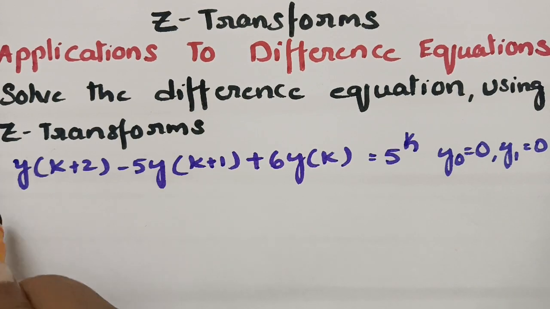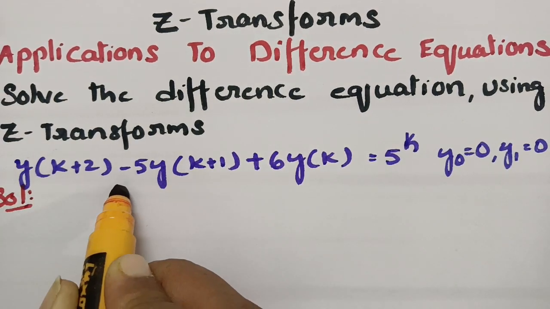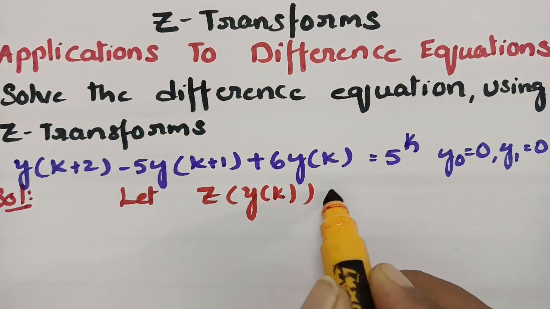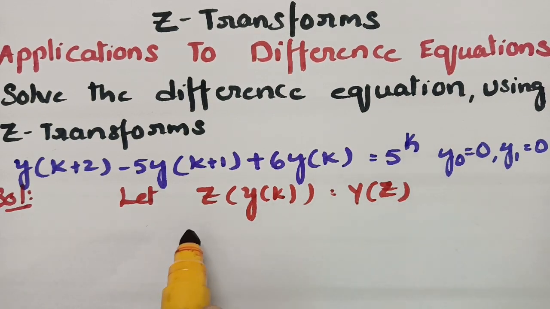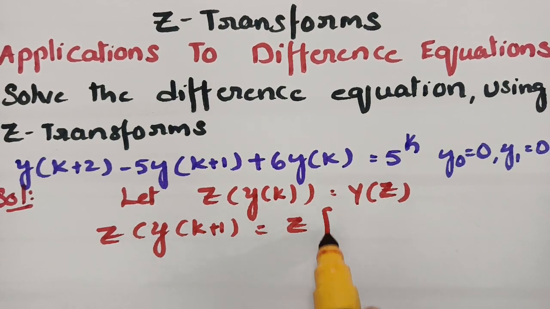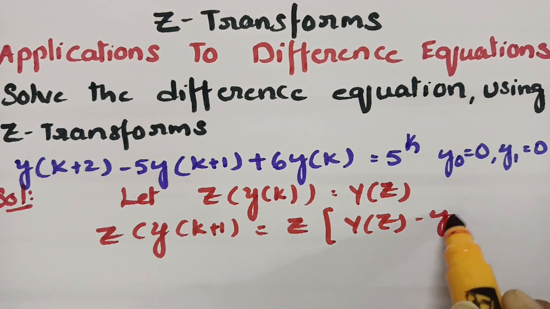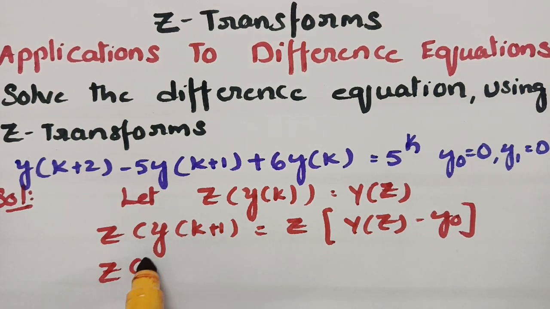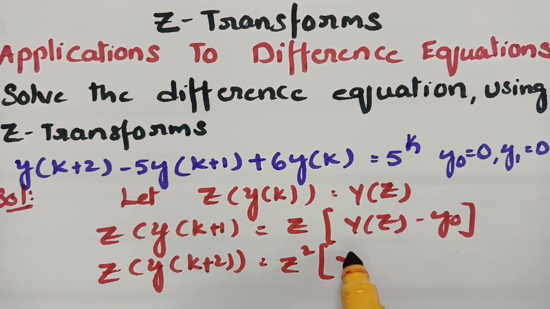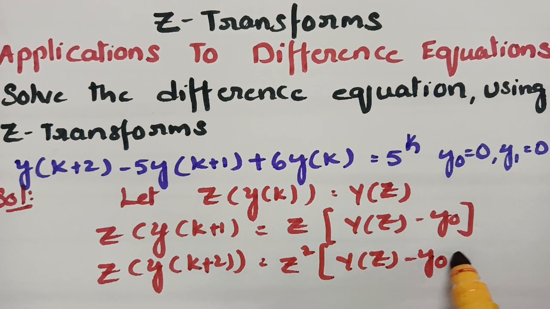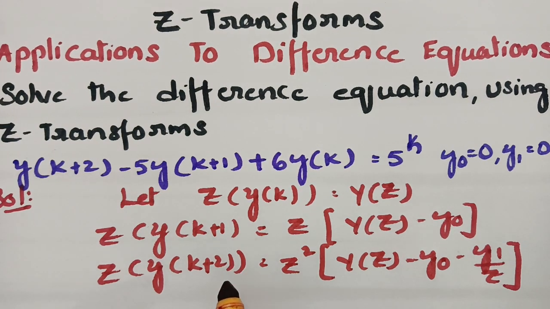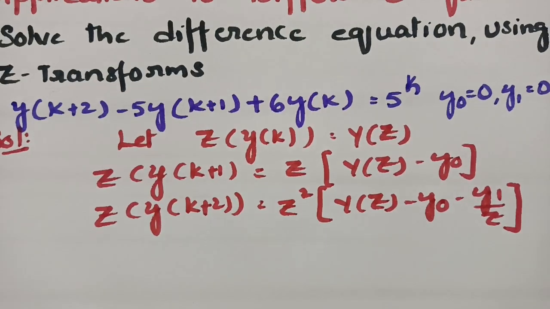So in order to solve this problem, we have to consider, let the Z transform of y(k) be equal to capital Y(z). Next, the Z transform of y(k+1) is equal to z times Y(z) minus y(0). And the Z transform of y(k+2) is equal to z squared times Y(z) minus y(0) minus y(1)/z. So these three formulae are given and we have to go with the given equation.